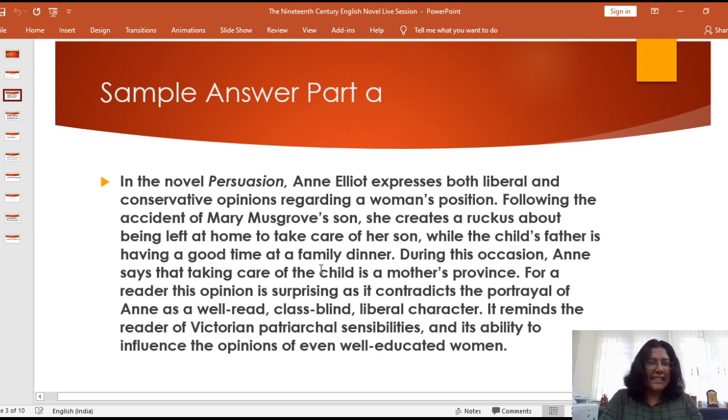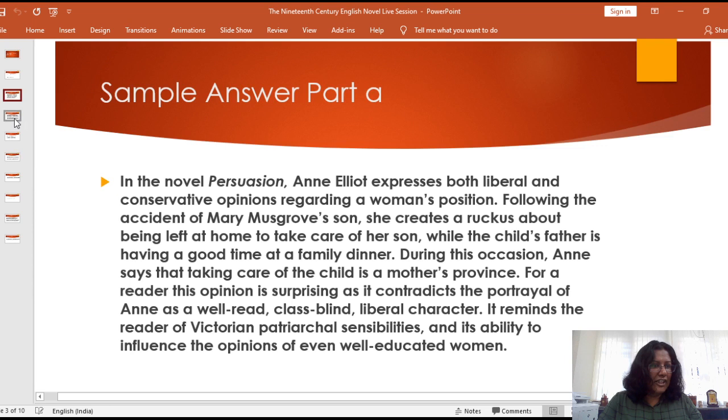So she takes the example of Mary Musgrove's son who injures himself after falling from a tree, and what are the reactions of the son's mother, Mary, and the reaction of the aunt, Anne Elliot. So that is the first example which is discussed in a detailed way by the student as a response to the conservative side. The conservative side of Anne Elliot.